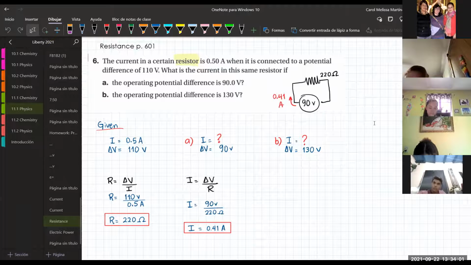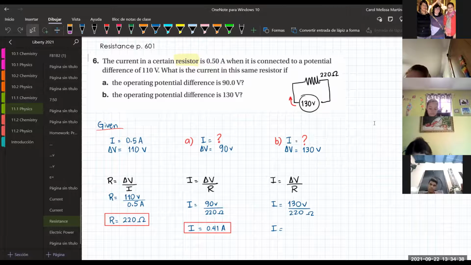But now the situation changes. Now my voltage is not 90 anymore. Now it is 130 volts. Okay, the resistor, I'm not gonna change it, but this new system is going to provide me a new current. My current is equal to potential difference divided by the resistance, and this gives me the current to be 130 volts divided by 220 ohms. My new current is equal to 0.59 amperes.